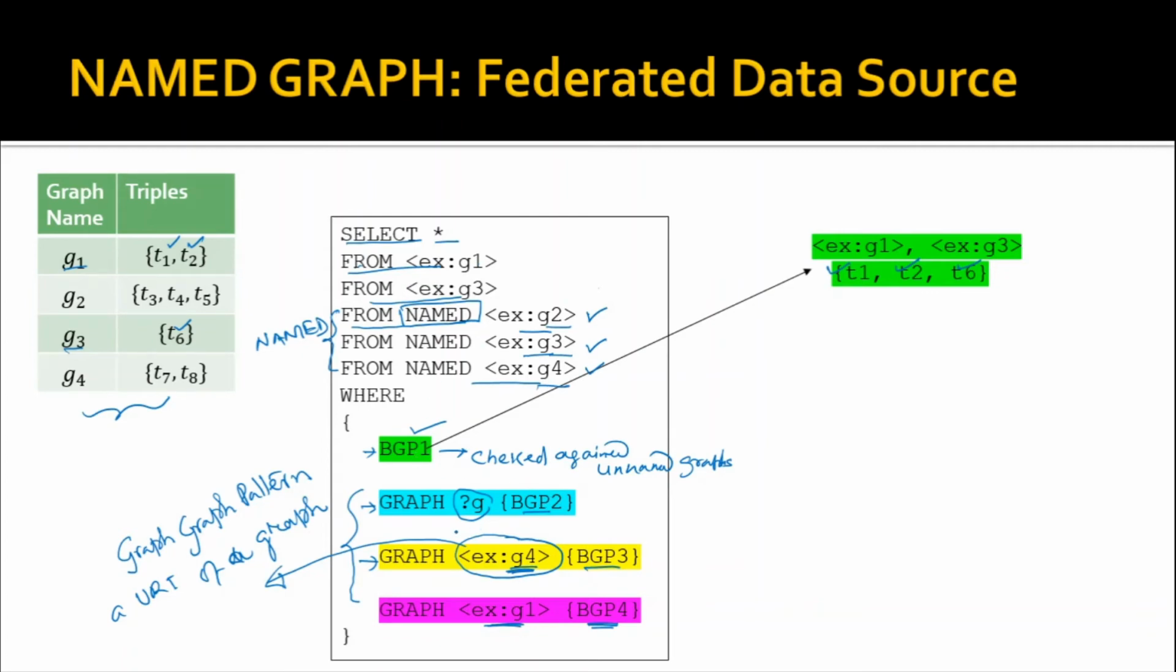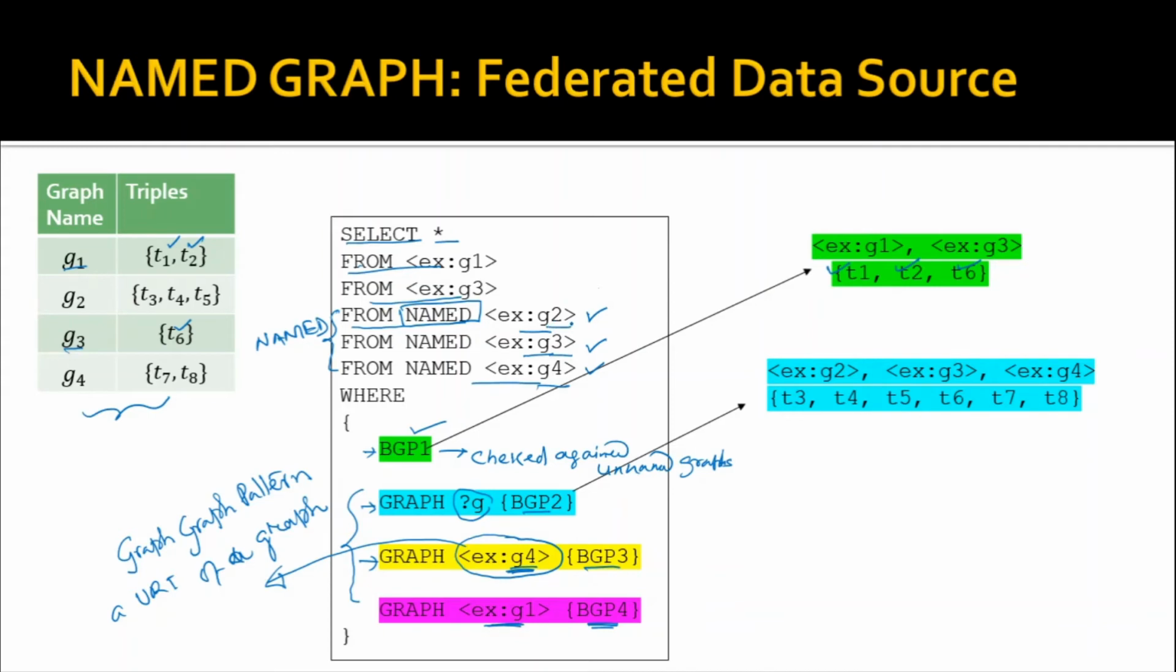Now the next pattern, graph variable G, then BGP2. Here we will have all the named graphs, like G2, G3 and G4, available to check this BGP against. So the triples of concern for this particular pattern are T3, T4, T5 from G2, then from G3 we take T6, and finally from G4 we take T7 and T8.